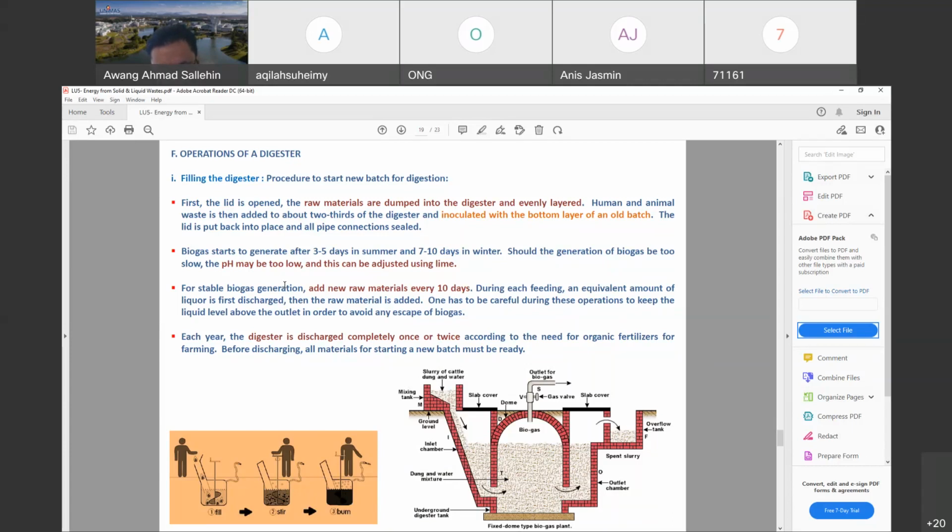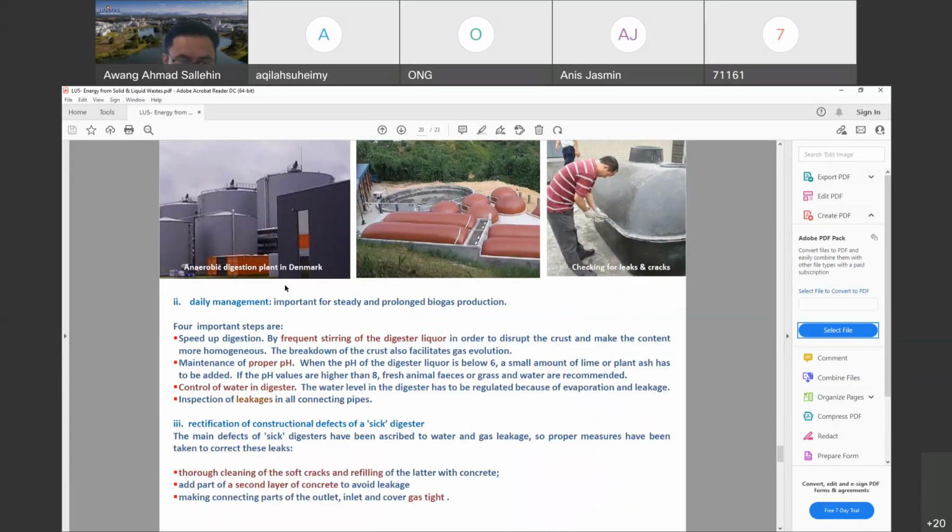Every year, the digester will be discharged completely once or twice. Before discharging, the material for starting the new batch must be readily available. These are the important daily steps when it comes to anaerobic digestion. To help speed up the digestion, it needs frequent stirring of the digested liquor and maintenance of proper pH. It needs to be close to alkaline, so you add lime. Then control the water: water is important, but too much water will not make the anaerobic digestion successful, so water levels need to be regulated. And check for leakages in all the connecting pipes.